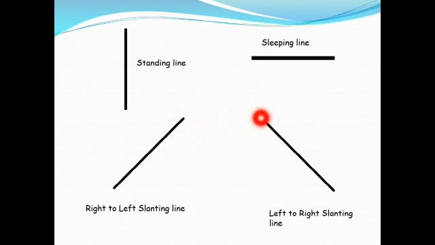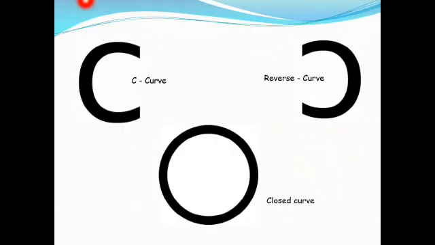Next is left to right slanting line. Start from your left hand side on top. Come down to the right side. So this is left to right slanting line. Start from here. Come down. Now, shall we see few more patterns? Yes. So, next is C curve.